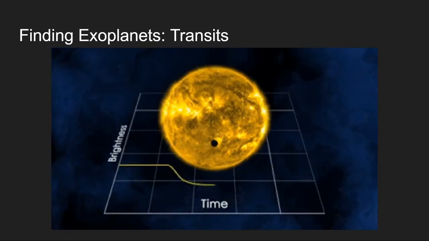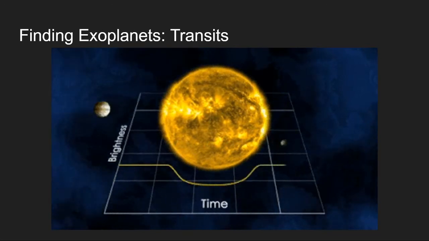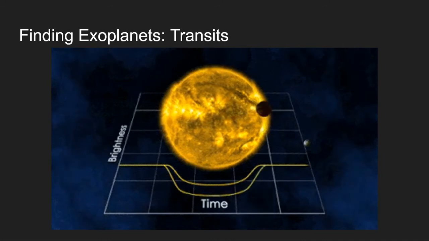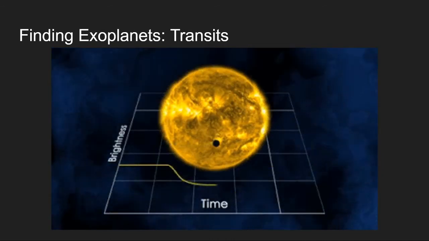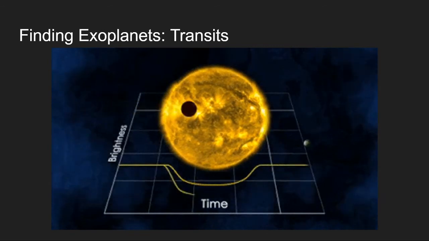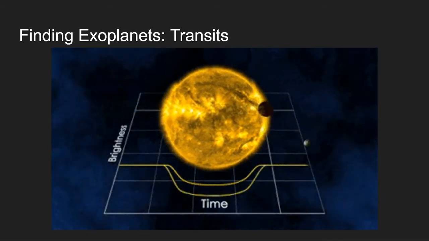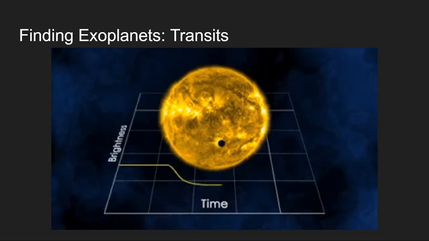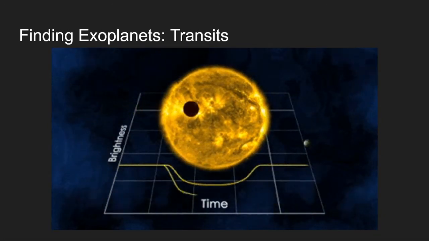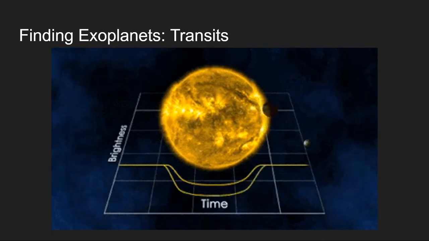Now, there are some downfalls to this. Obviously, this is only going to work for systems where the planets do lie in between our view of, in between us and the star we're looking at. So you can imagine that there are a lot of systems that we can't see and can't find just because they're not in the right orientation for us to see a transit.